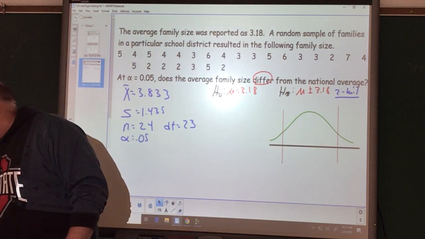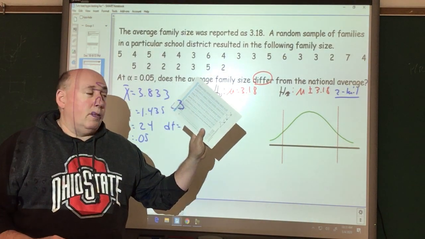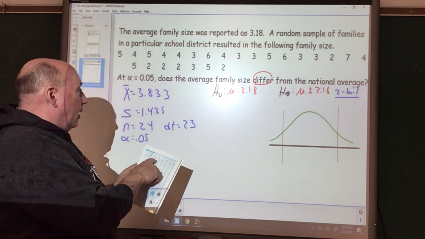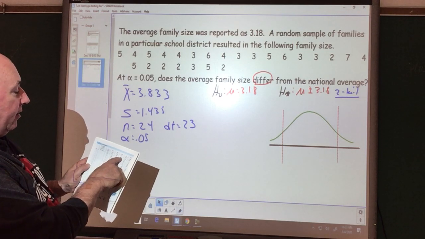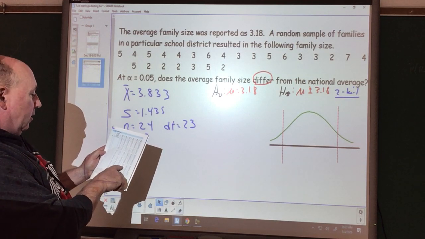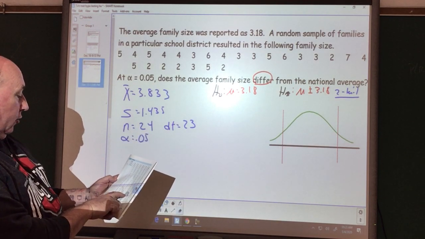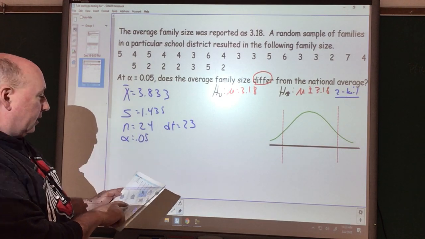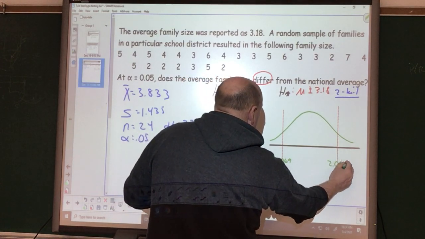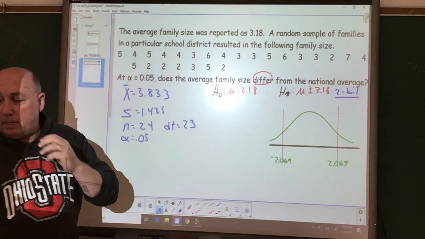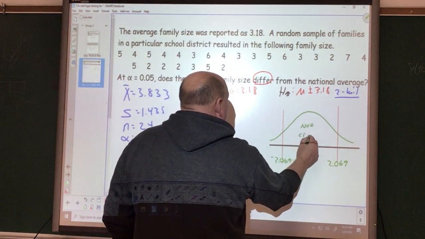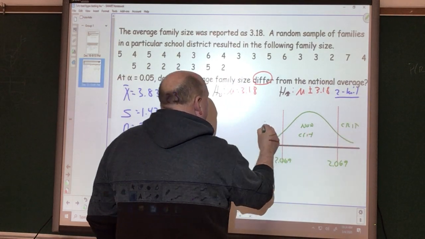So now, once again, I go to my t-table. I have a two-tail test, so I'm going up top with my two-tail. I scroll over to 0.05, and then slide down to my degree of freedom of 23, which is 2.069. And this one is negative. We have non-critical, and we have critical, critical.